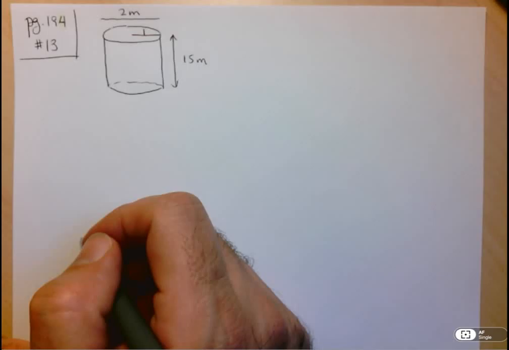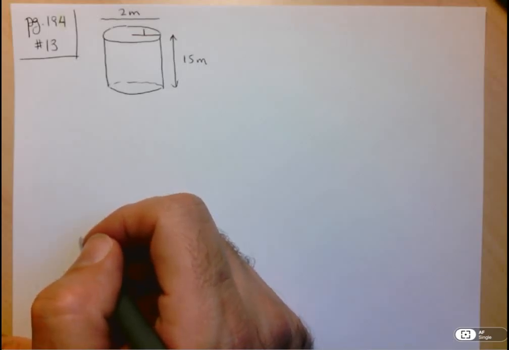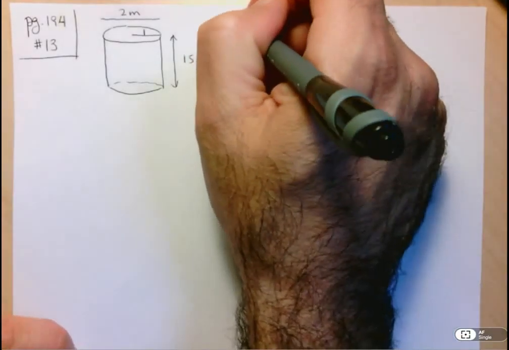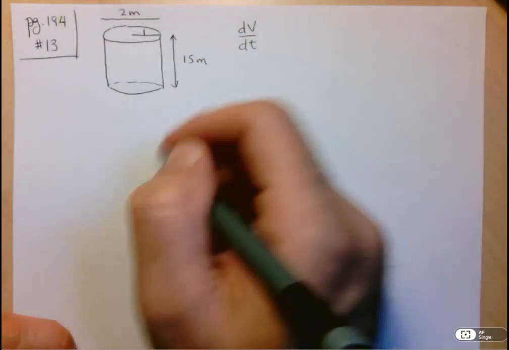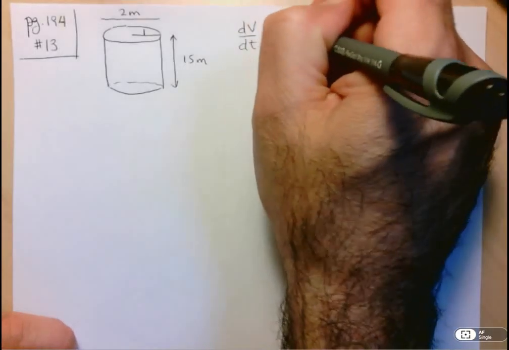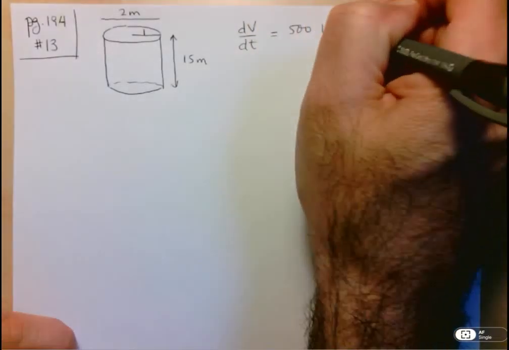So that mathematically represents the derivative of the volume with respect to time. It's how the volume is changing with respect to time, which of course you can see by looking at the units. So here, that is 500 liters per minute.